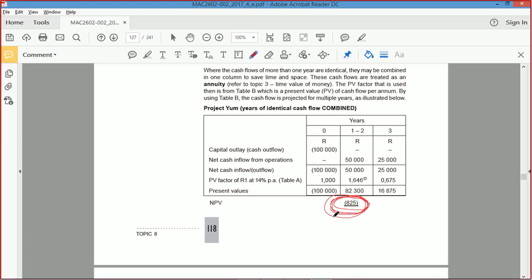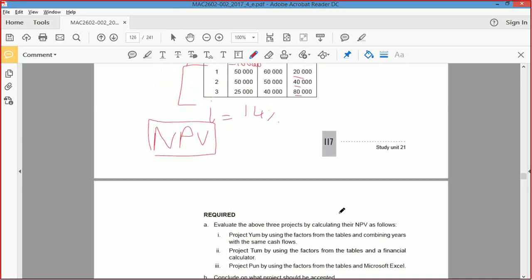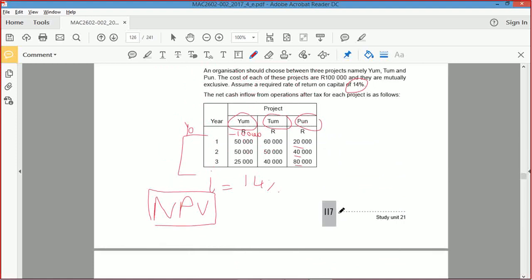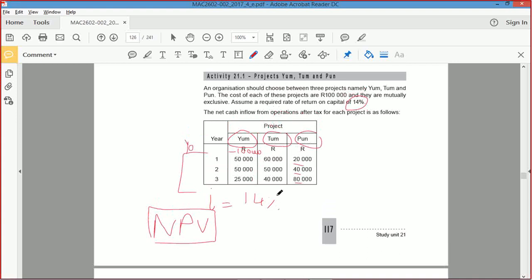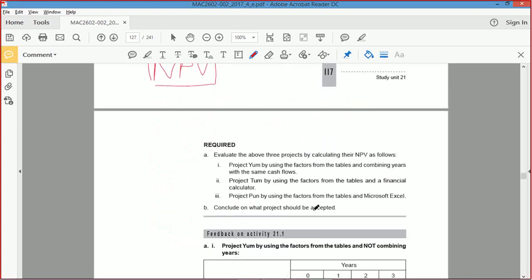You're using the cash button. The rate is 14%. You're starting with negative 100,000. First cash flow is 50, positive, then 50, then 25. Next one is NPV. Was it 14%? Yes, it was 14%. This was for Y. Minus 100,000, then you've got 50, 50, 25. Escape, solve. What is NPV? 792. I also get that.